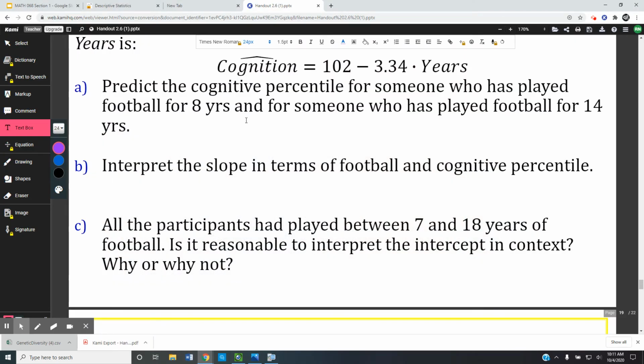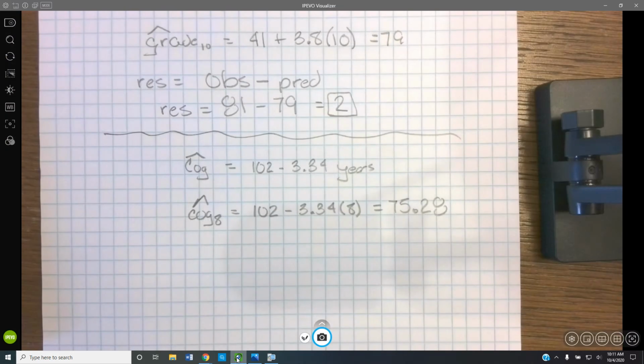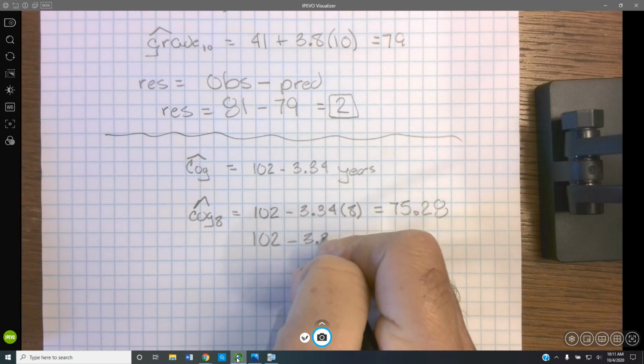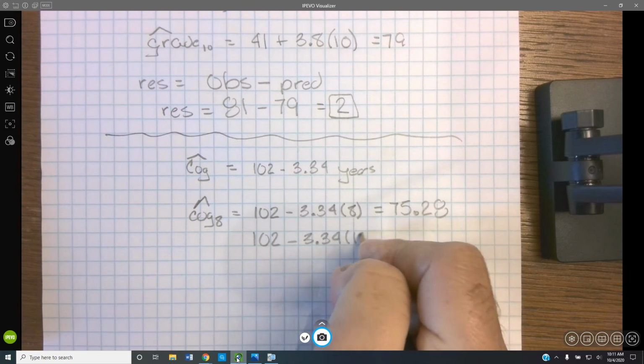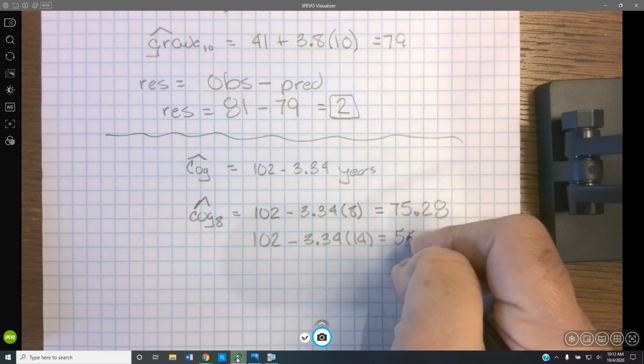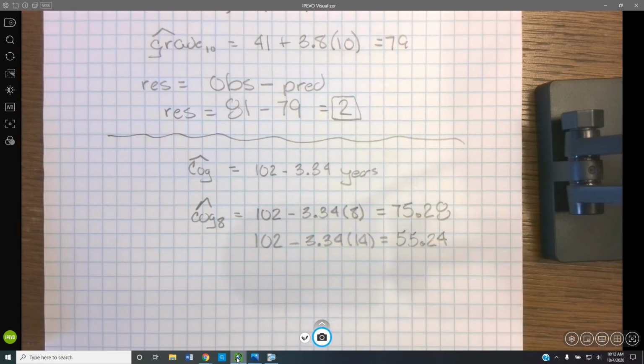And for someone who has played for 14 years. Okay, so let's go back and do it one more time. So let's do 102. Let's do 3.34. This time let's put in 14. Let's push those numbers through, and 102 minus 3.34 times 14 is 55.24. Okay, so those are the cognitions, and you can see there's a decrease as the years continue to go on.